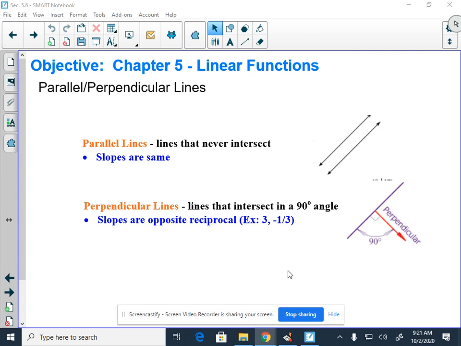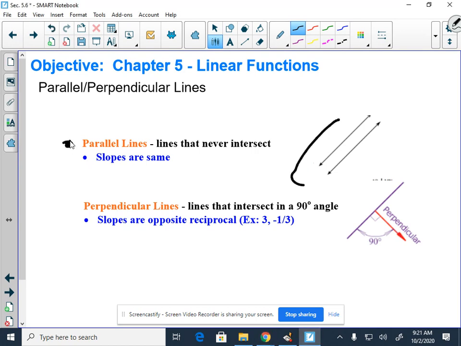Okay, section 5.6 on linear functions, on lines. We're going to talk about parallel lines and perpendicular lines today. So if you're watching from home, you want to pause the video to make sure that you get these terms written down, because I'm not going to leave it on this page very long for those of you at home. Parallel lines. We have an example over here.